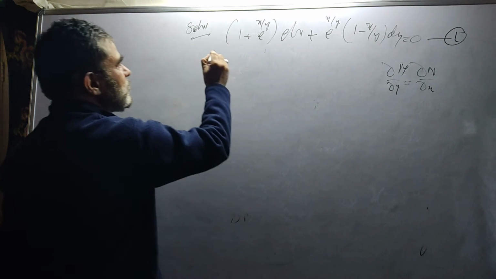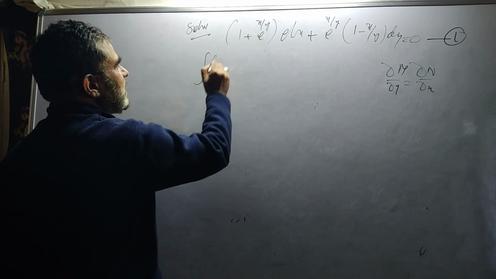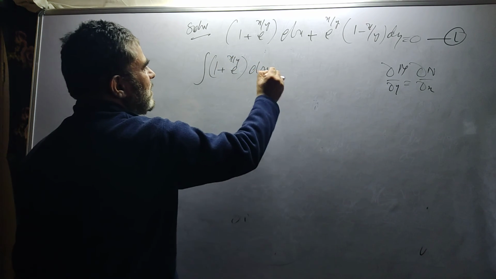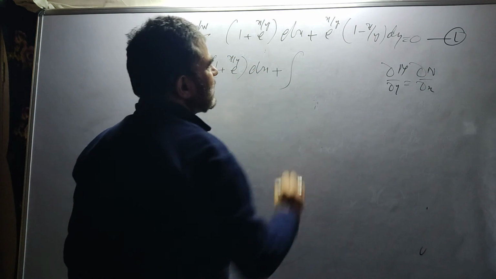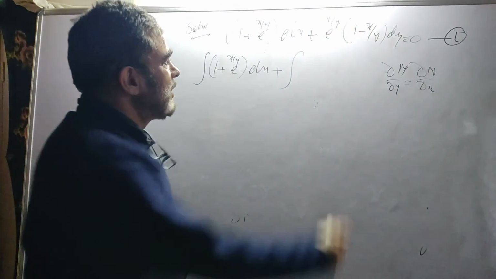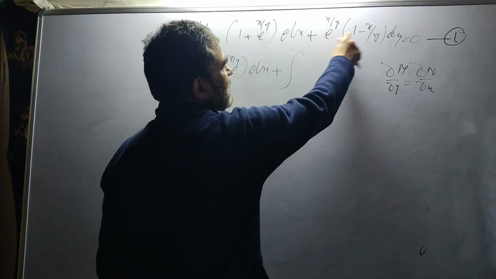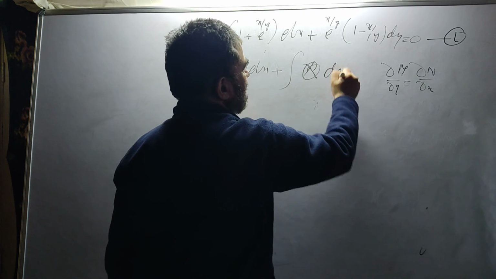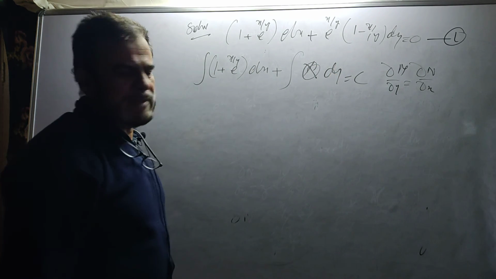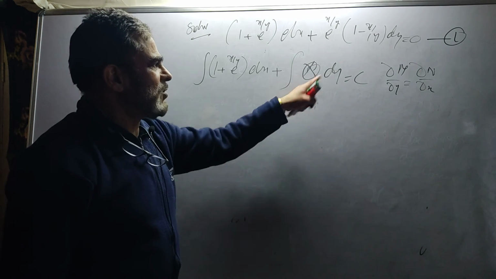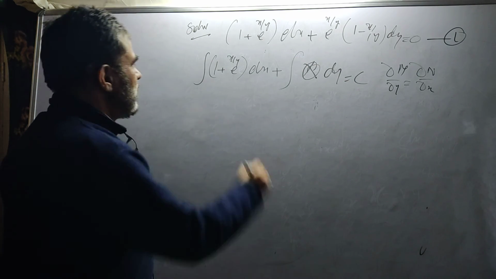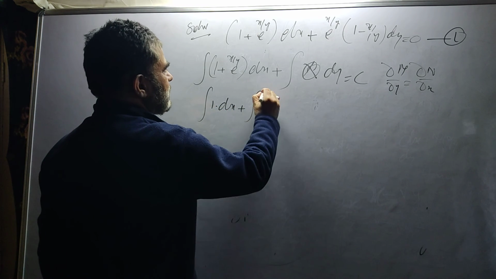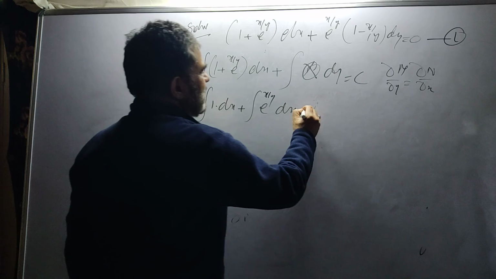So it is exact. So what is the solution? It is integral of 1 plus e raised to power x by y dx, plus the terms which are free from x. If we take this, it involves x. This involves x. This is nothing, 0 dy is equal to c. Sometimes you write it as c. This is also some constant. So it is integral of 1 dx plus integral of e raised to power x by y dx is equal to c.